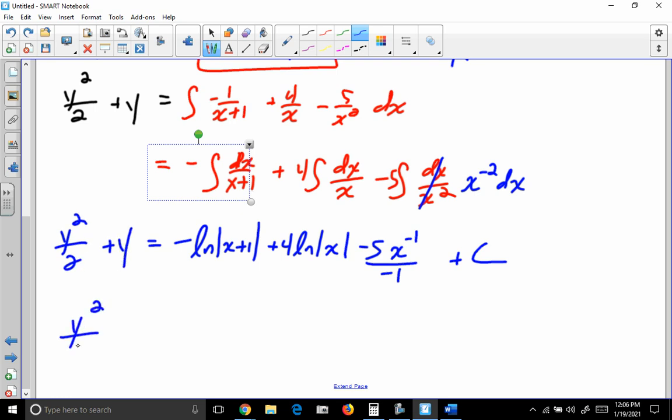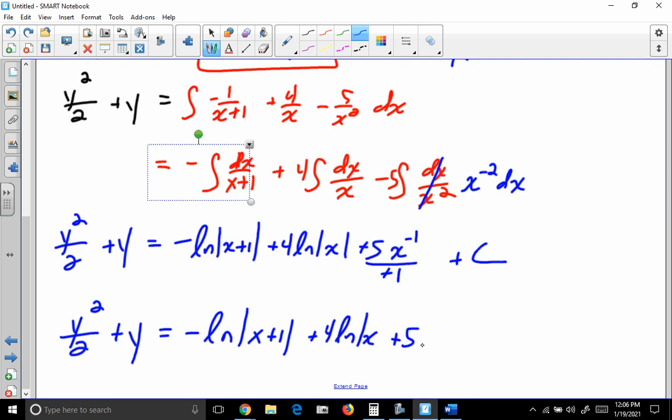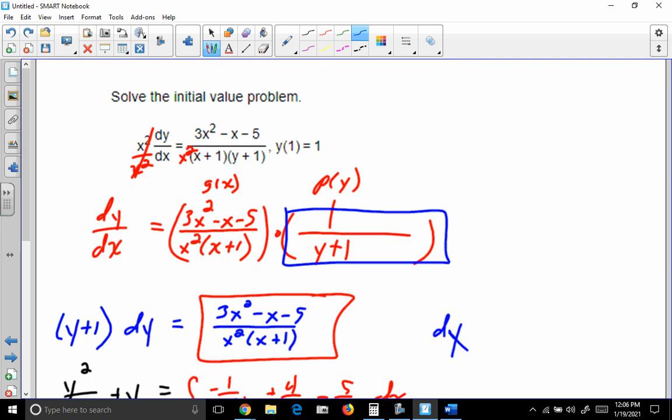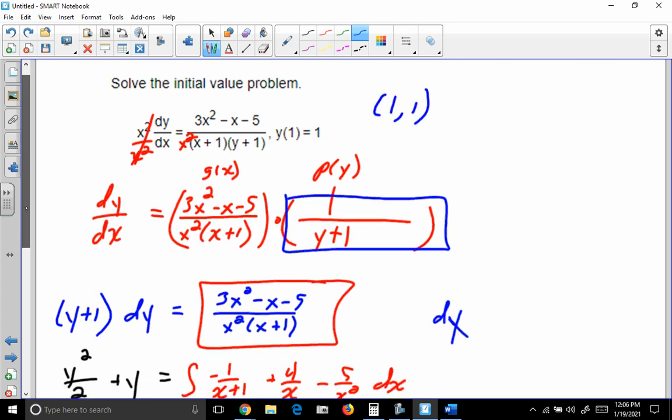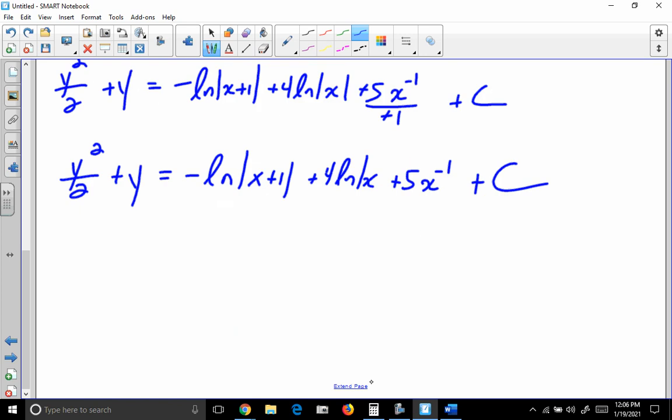We get y squared over 2 plus y equals negative natural log absolute value of x plus 1 plus 4 natural log absolute value of x. Two negatives will cancel, and we can call that 5x to the negative 1, or we could call that 5 over x, plus c. And then I believe they give us an initial value that when x is 1, y is 1, so we can use that to find c.